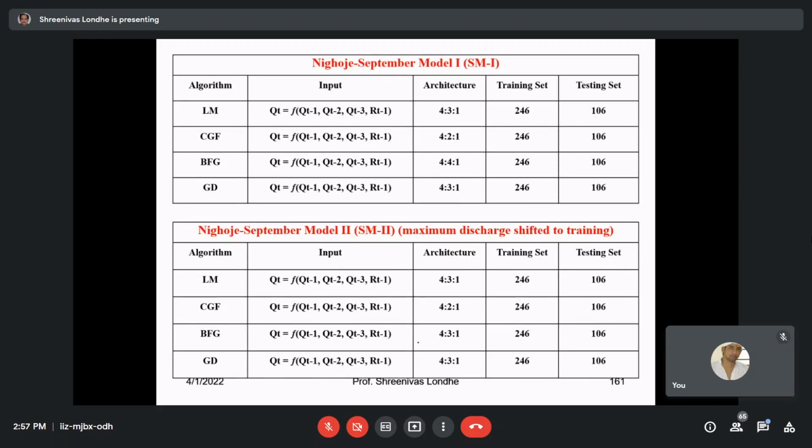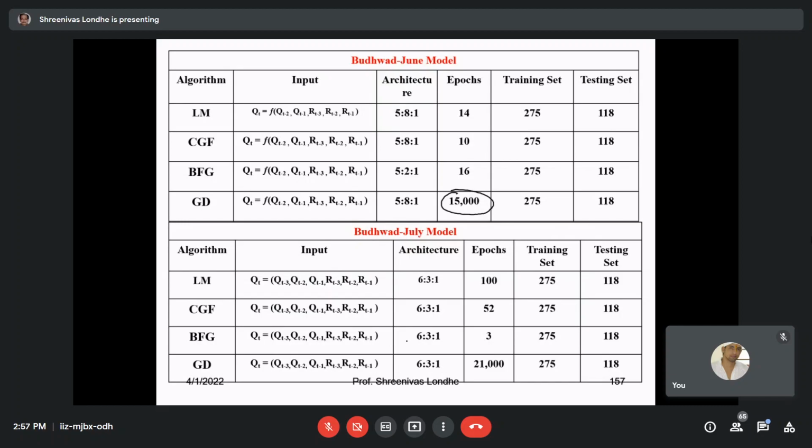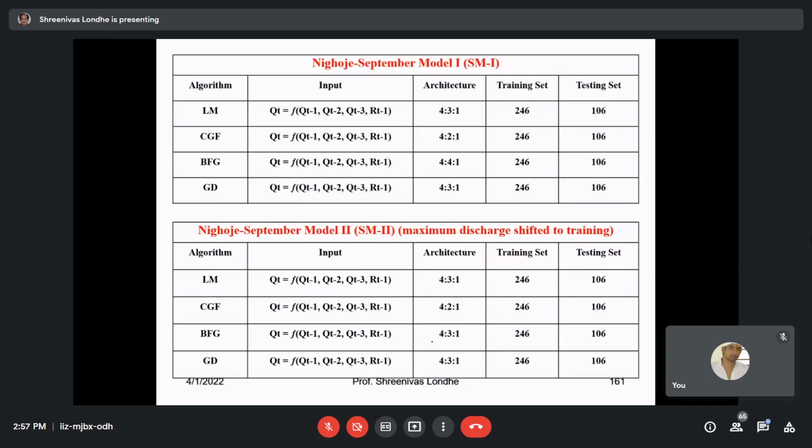Nigose, I have developed all, but I am showcasing only some of them, typical cases, with you because of the paucity of time. Otherwise, we can easily finish it in the evening itself. Nigose September. Now this is two values of the discharge, three values of the discharge and one previous value of the rainfall. 4:3:1.